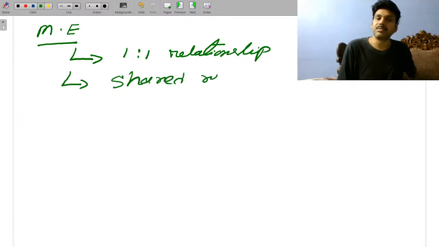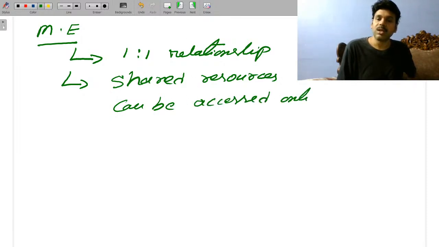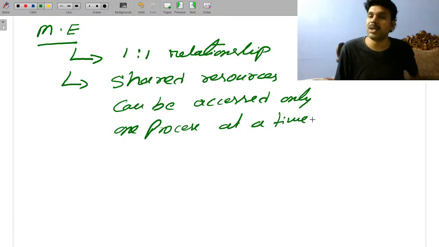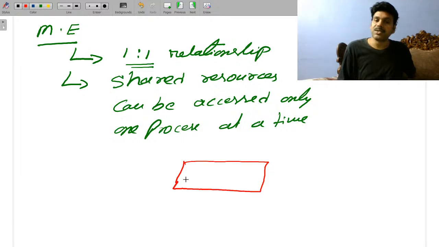A shared resource can be accessed by only one process at a time. That's it. So instead of having many-to-one, we are writing one-to-one. Many-to-one is nothing but many processes accessing one shared resource concurrently. But I am saying one-to-one is required. You see that this is your shared resource. Observe, friends.